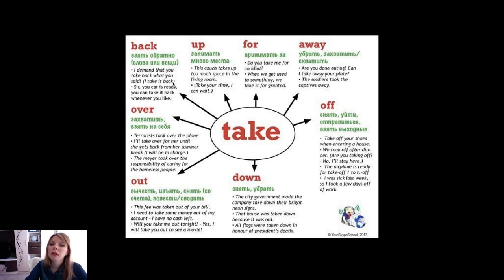And, sir, your car is ready. You can take it back whenever you like. Сэр, ваша машина готова. Можете забрать ее тогда, когда вам будет удобно. The combination with up. Take up. Занимать много места. This couch takes up too much space in the living room.